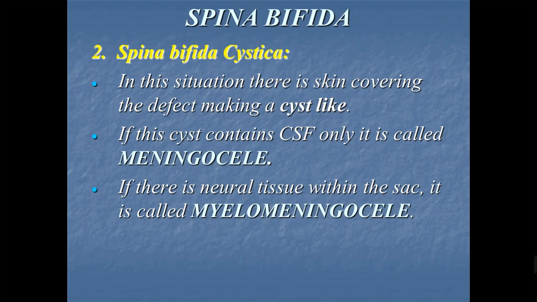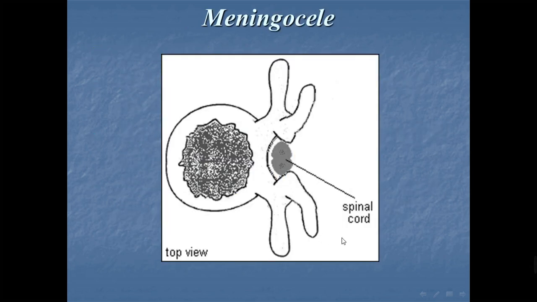Now, in spina bifida cystica, in this situation, there is skin covering the defect, making a cyst-like swelling. If this cyst contains CSF only, I mean covered by meninges, it is called meningocele. If there is neural tissue within this sac, it is called myelomeningocele. Now, you can see this defect is bigger than the previous one. The spinal cord is still in its place.